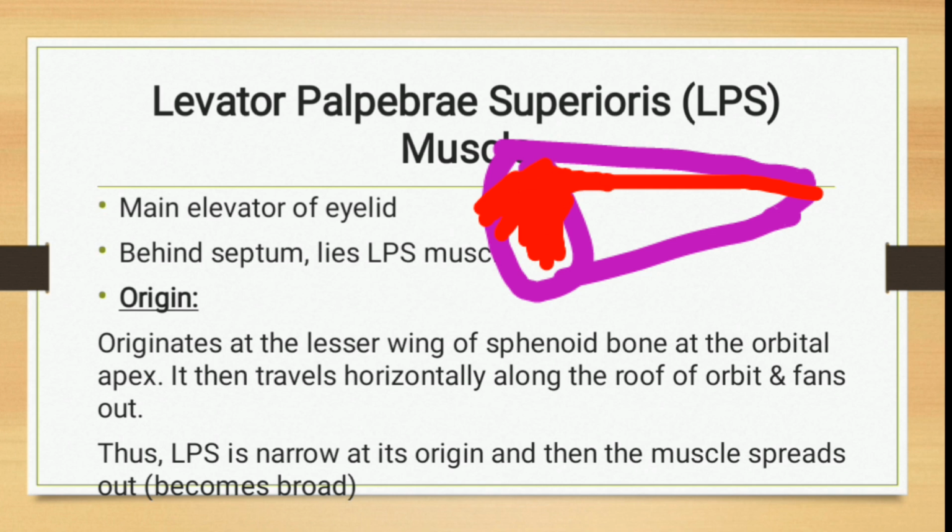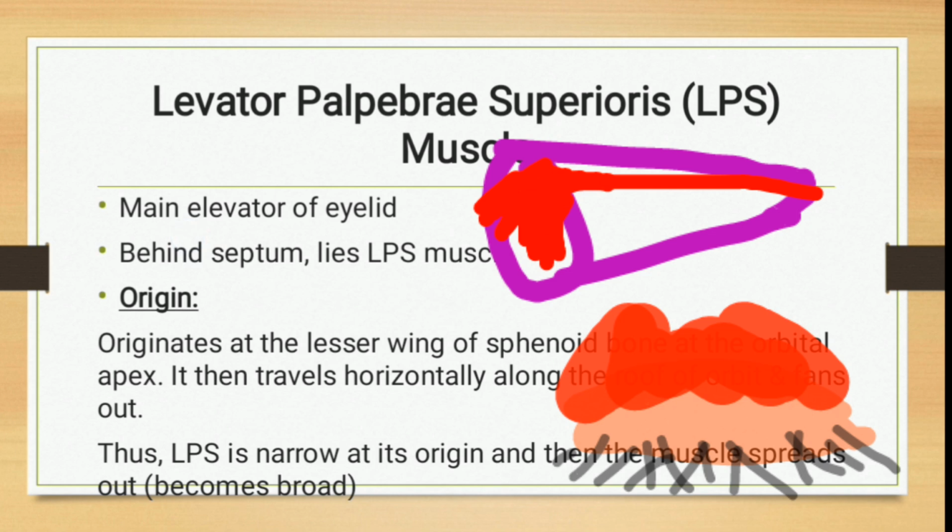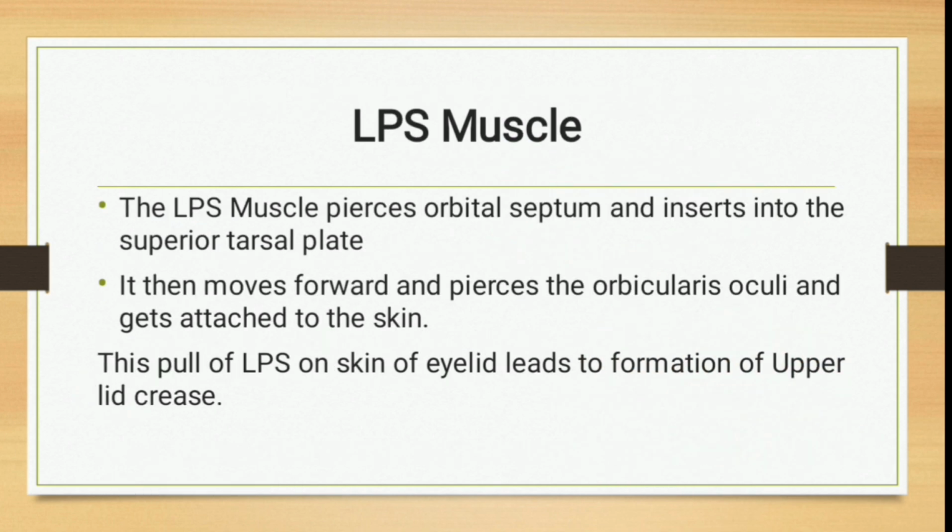LPS is narrow at its origin, and then the muscle spreads and becomes broad. It was narrow when it originated at the apex of the orbit, but as it comes towards the eyelid, because we all know that our eyelids are broad, in order to cover that eyelid region and help the eyelids open, it spreads and broadens out, right? The LPS muscle pierces the orbital septum and inserts into the superior tarsal plate.